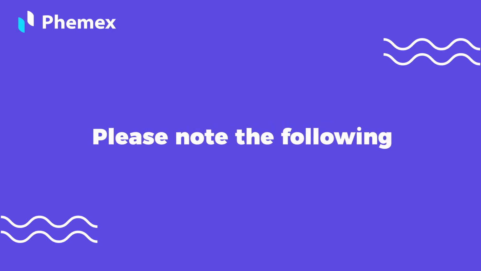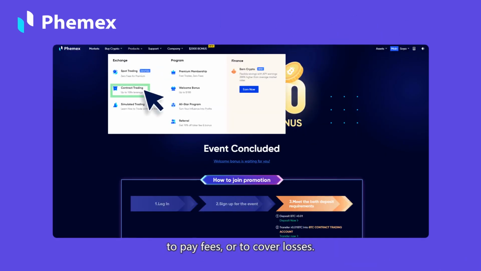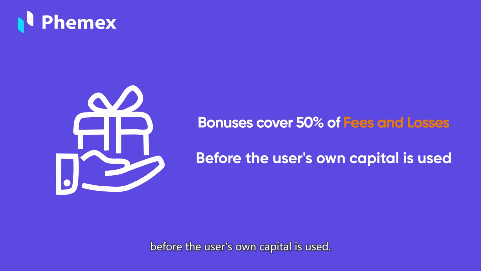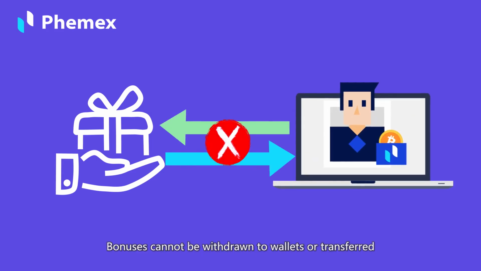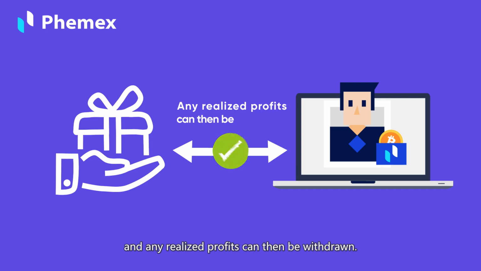Please note the following. Bonuses can be used to open positions, to pay fees, or to cover losses. Bonuses cover 50% of fees and losses before the user's own capital is used. Bonuses cannot be withdrawn to wallets or transferred between trading accounts. However, they can be used to open positions, and any realized profits can then be withdrawn.